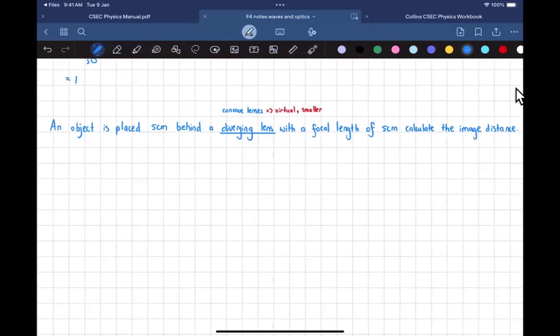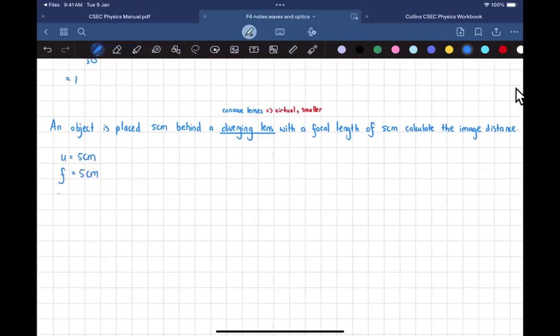So did they give us the object distance? They give us not a focal length yet. They gave us 5 centimeters. What is the focal length? The focal length is 5 centimeters.